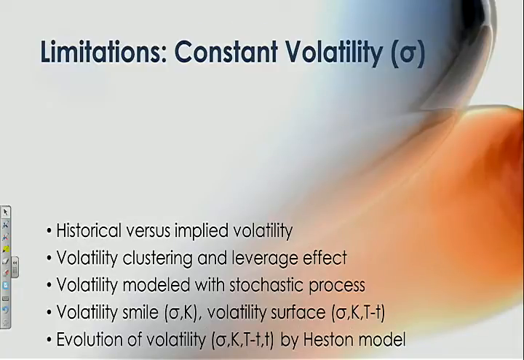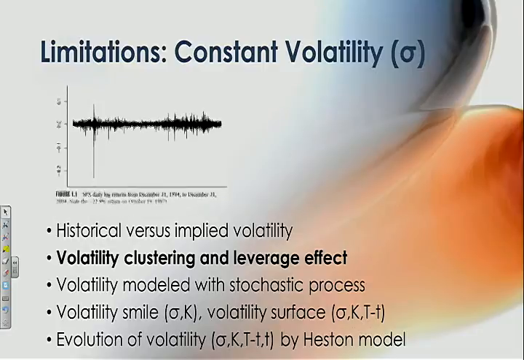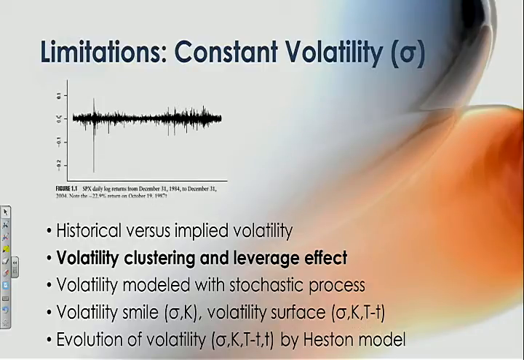Regardless of the class of volatility that we use in our Black-Scholes model, constant volatility is probably not very realistic due to two reasons. One being volatility clustering, and number two being the leverage effect. Volatility clustering refers to the fact that large price changes tend to be followed by another large price change and vice versa. You can refer to the top left graph, which shows volatility clustering of the S&P 500 between 1984 and 1987.